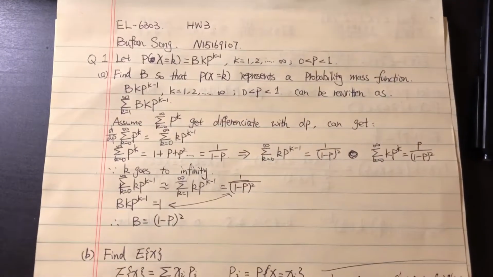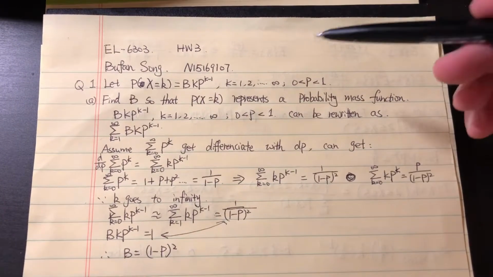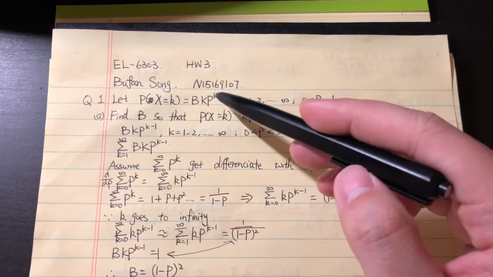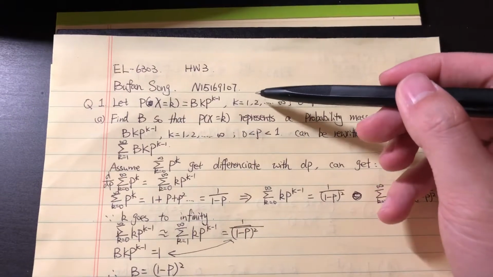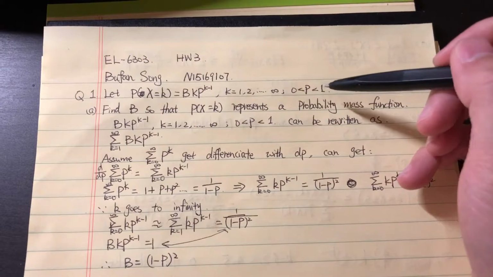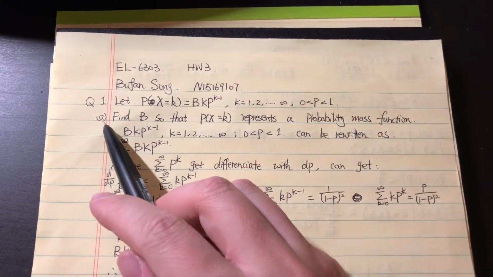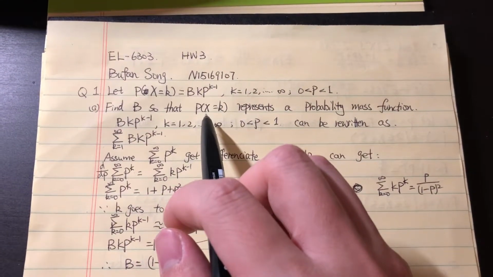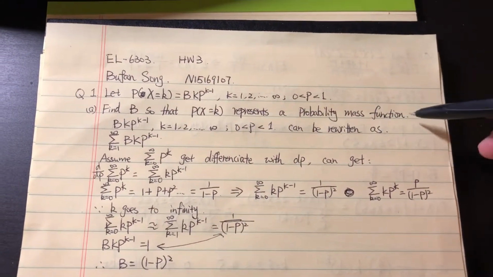This is homework 3, question 1. Question 1 says: let the probability of x equal to k equal b times k times p to the power of k minus 1, for k equal to 1 to infinity, where p is within 0 to 1. Subproblem A asks to find b so that the probability of x equal to k represents a probability mass function.